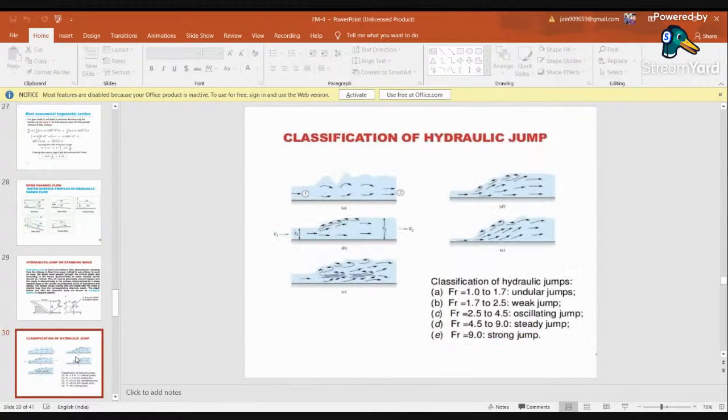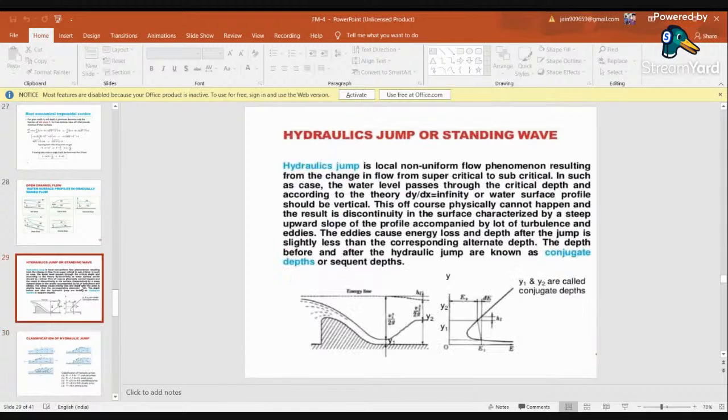Then your next topic is hydraulic jump. This is again one of the important concepts when we are talking about the open channel. Now, what is hydraulic jump? Hydraulic jump is a jump where the depth of flow of water changes from supercritical to subcritical state.